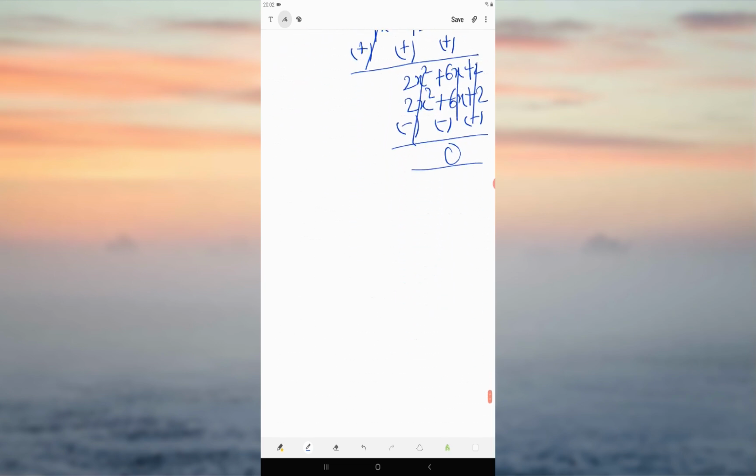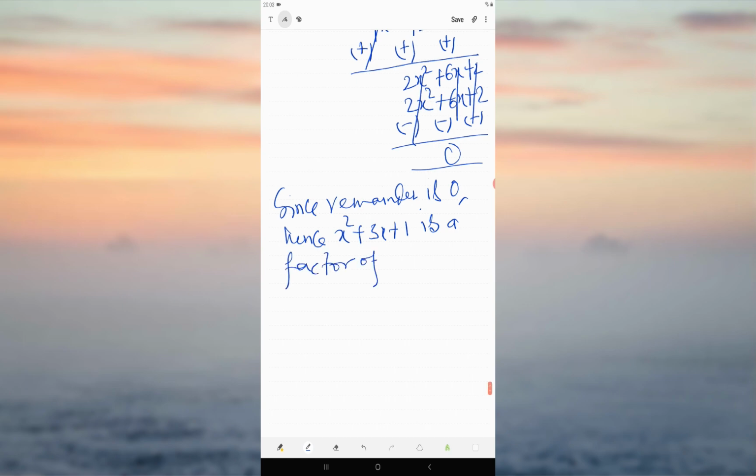So it's a factor. Since the remainder is 0, hence x² plus 3x plus 1 is a factor of 3x⁴ plus 5x³ minus 7x² plus 2x plus 2.